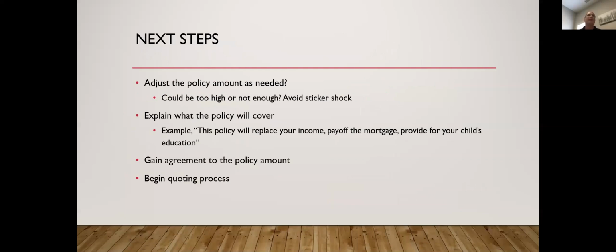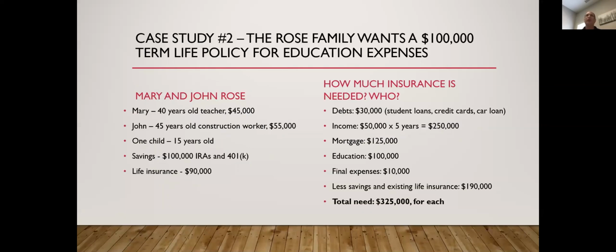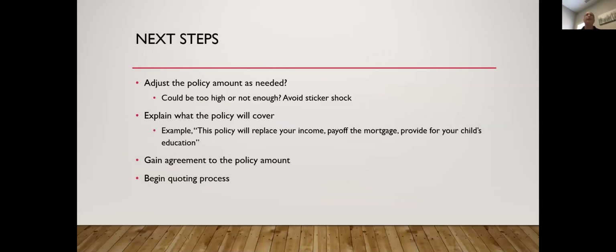So what are the next steps? Just the policy amount is needed. In the prior example, you see it says $325,000 each. You start doing the premiums for them. It could be a little bit more than they could afford, so maybe we want to adjust it down. Maybe they can afford it. Maybe we want to go a little bit higher. Maybe they want more than 5 years worth of income. So I always call it like a car sticker shock. Ooh, wow, I can't afford that car. But we need to make sure we match affordability with need.